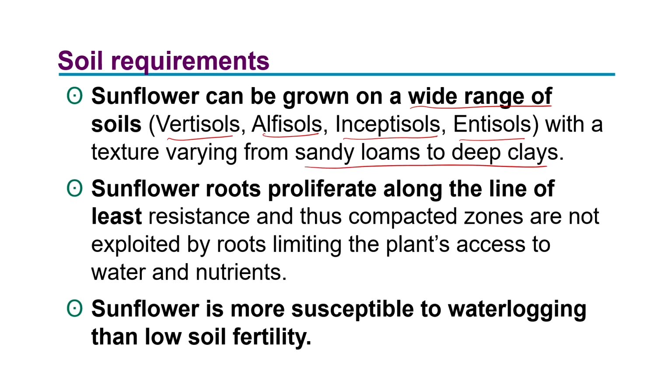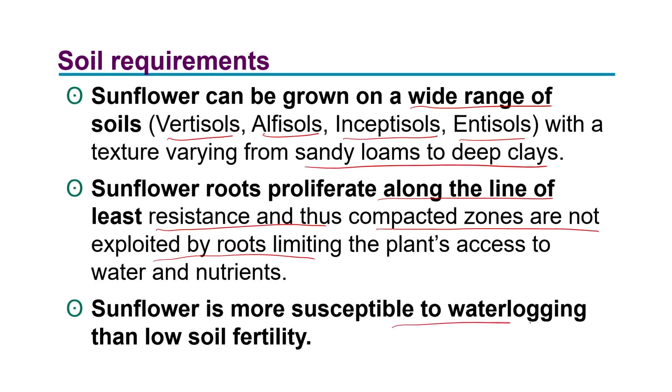Sunflower roots proliferate along the line of least resistance, and thus compacted zones are not exploited by the roots, limiting the plant's access to water and nutrient. So in any case, soil compaction should not be there, because if soils are compacted, then the root growth is adversely affected. Sunflower is more susceptible to waterlogging than low soil fertility.